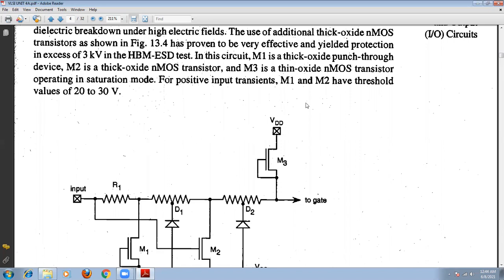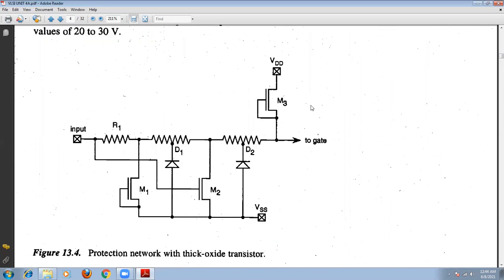Another circuit is suitable for both HBM, the human body model, and also the machine model. Here we are using the thick oxide transistors method, with thick oxide NMOS transistors. By using the thick oxide NMOS transistor, we are going to use this protection network.